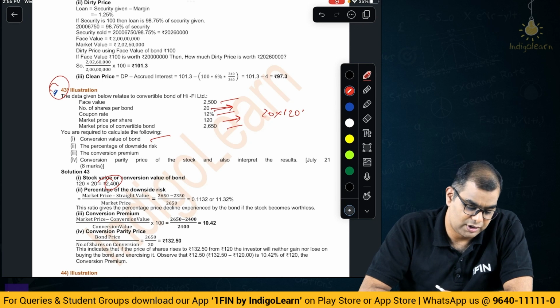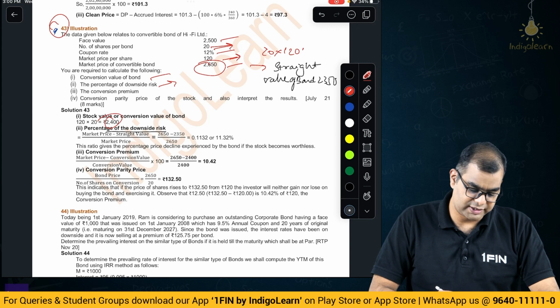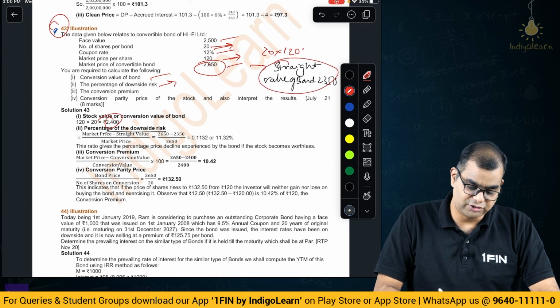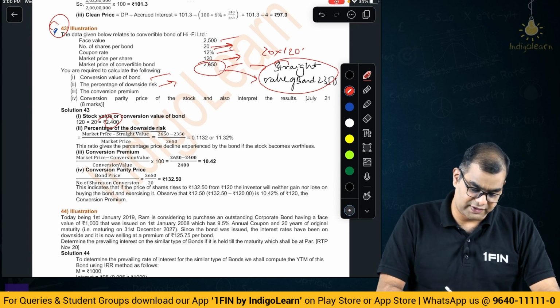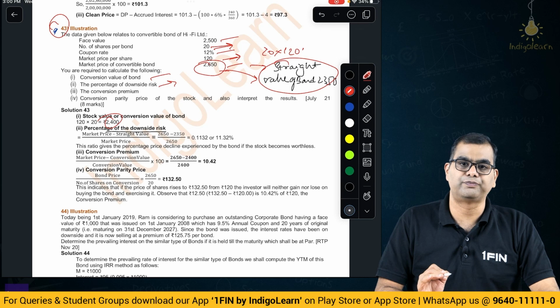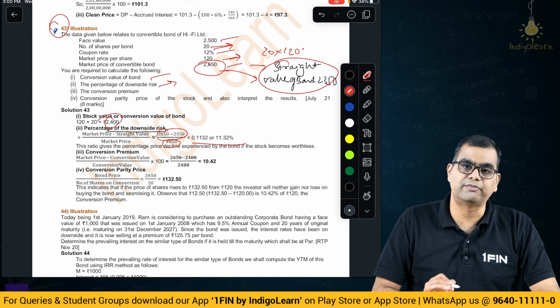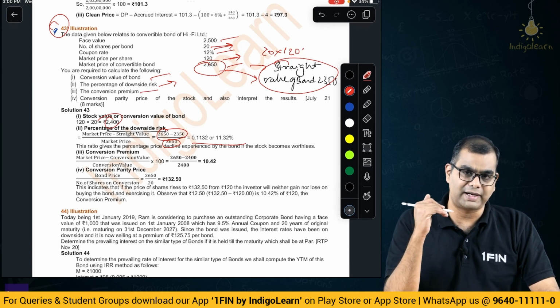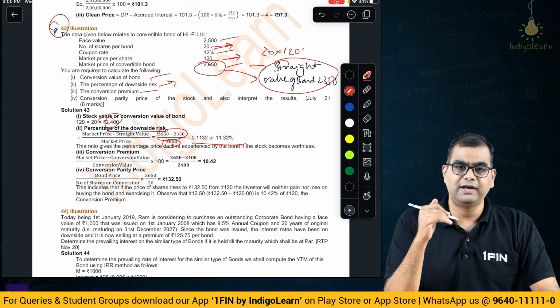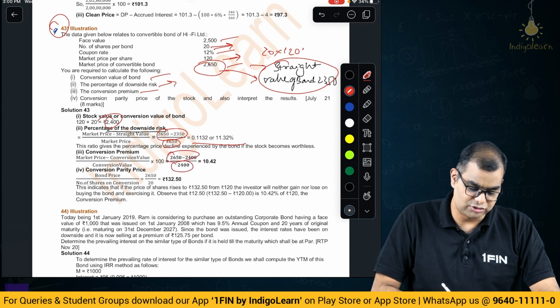Very simple. So the second part is percentage of downside risk. Now what is this percentage of downside risk? For having percentage of downside risk, we need to know the straight value of the bond. Straight value is 2350. So from current market price of 2650, it can fall down to 2350. Okay. So 2650 minus 2350 by 2650 is 11.32%. Next question, what is the conversion premium? Conversion premium means what is your current market price of the particular bond versus what is the value of the equity that it represents. So 2650 minus 2400 by 2400 is, you will get 10.42%.